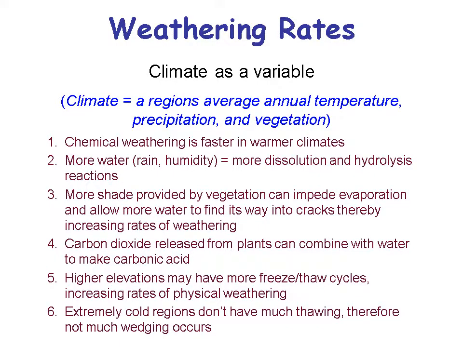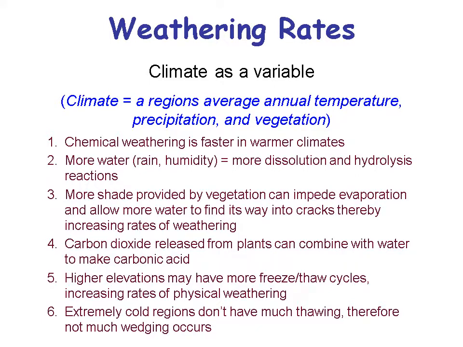Then climate is also a variable. Well, let's first of all define what a climate is. Climate is a region's average annual temperature, precipitation, and vegetation. Or rather, the climate is affected by, probably a better way to say it, a region's average annual temperature, precipitation, and vegetation.